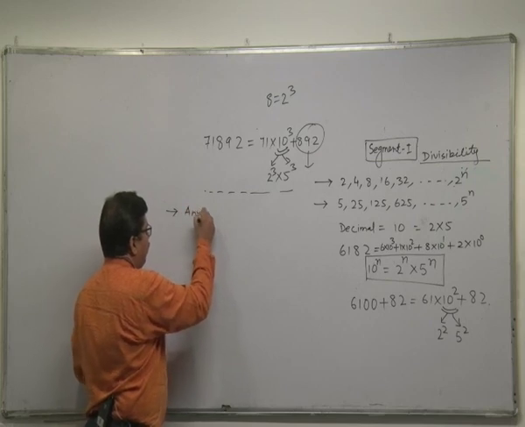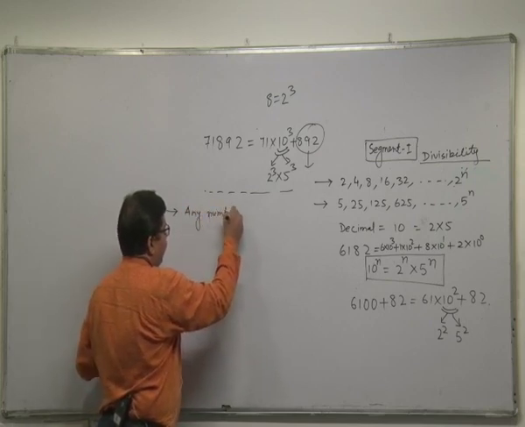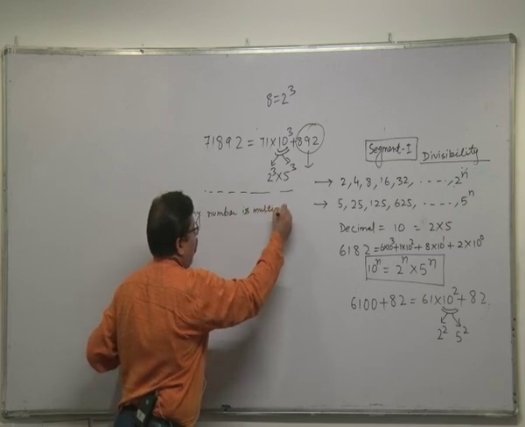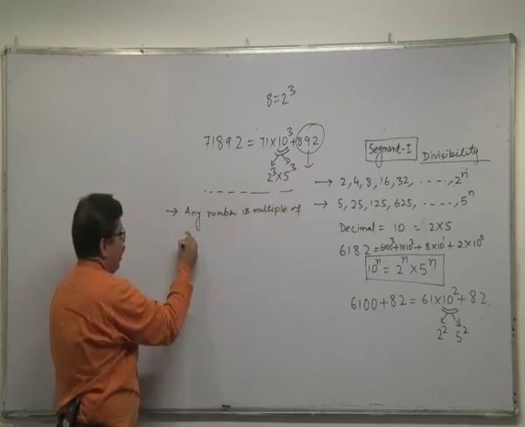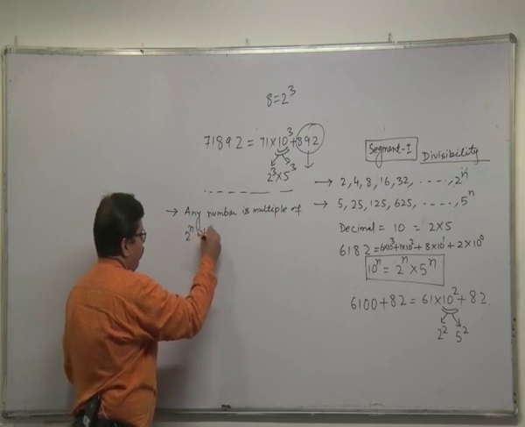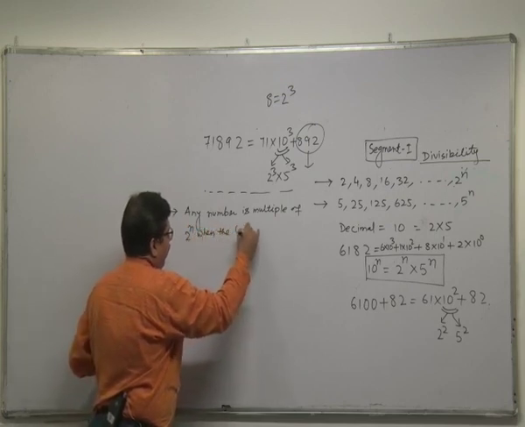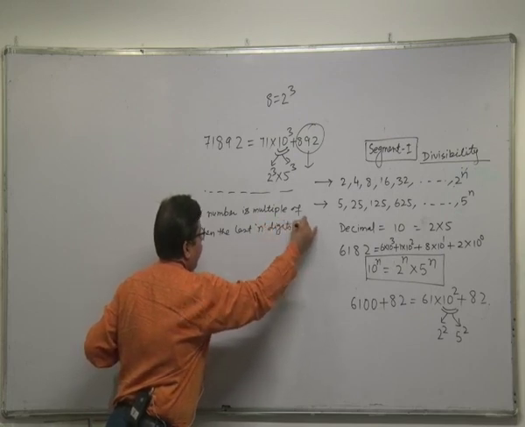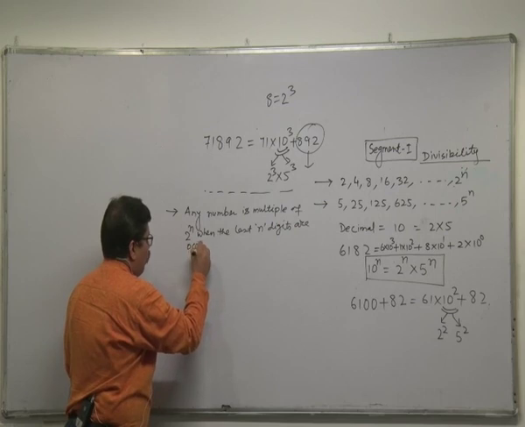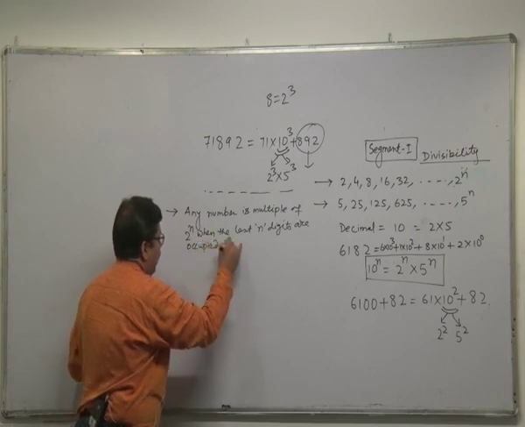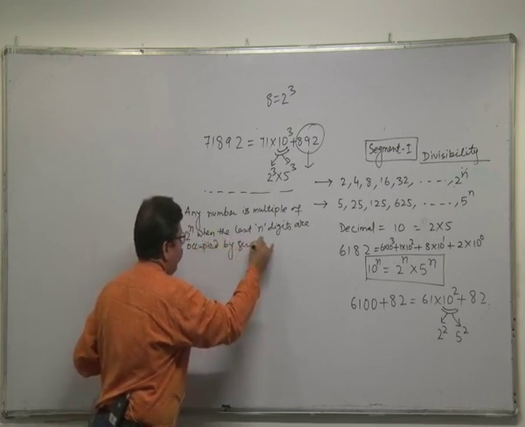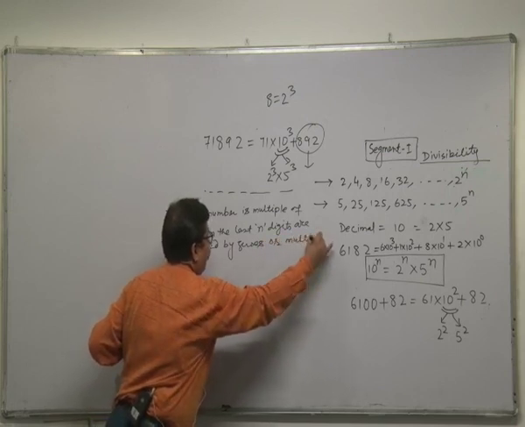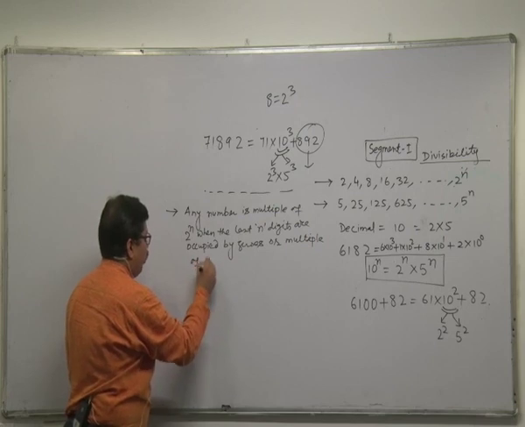Any number is a multiple of 2 raised to the power n when the last n digits are occupied by zeros or form a multiple of 2 raised to the power n.